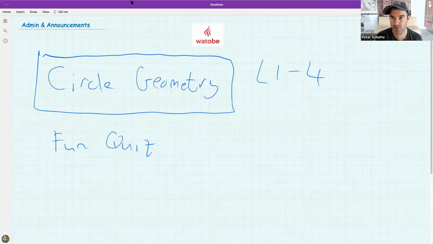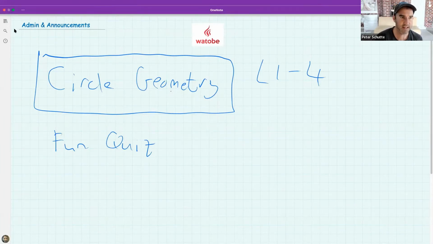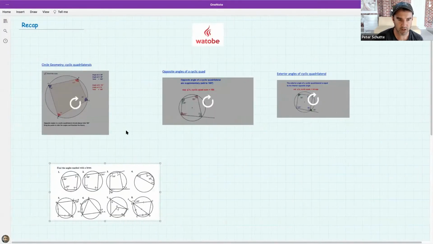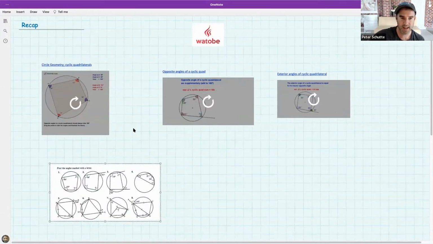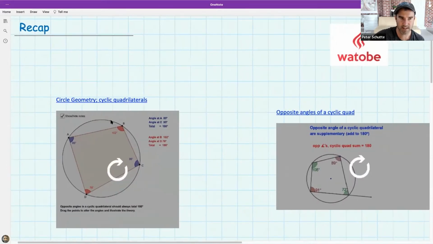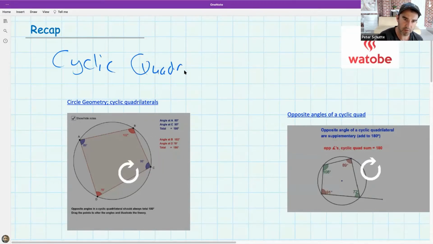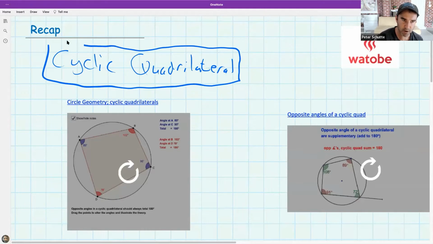I think what we're going to do is get started with the maths, and we are going to get started with a little bit of a recap of the last lesson. In the last lesson, the main topic was something called a cyclic quadrilateral. I want to go down memory lane a little bit to refresh our brains.